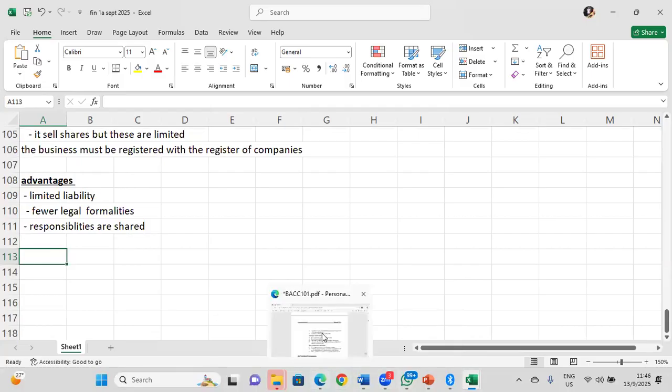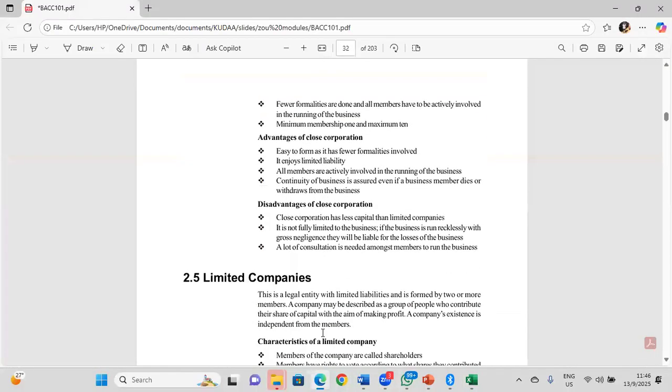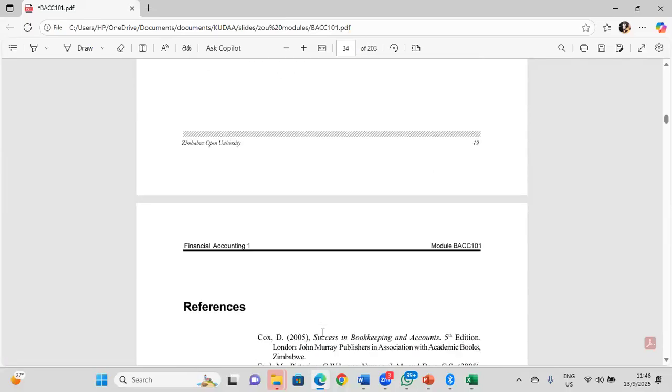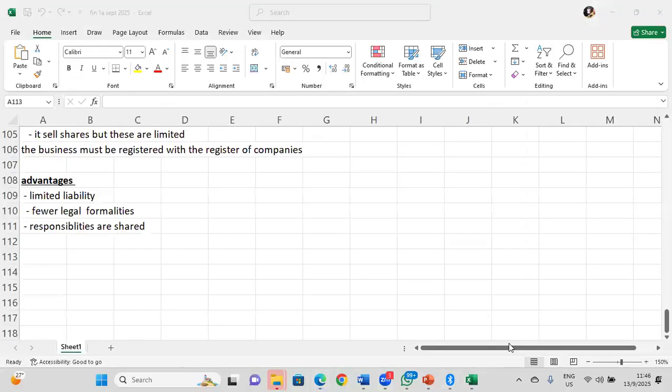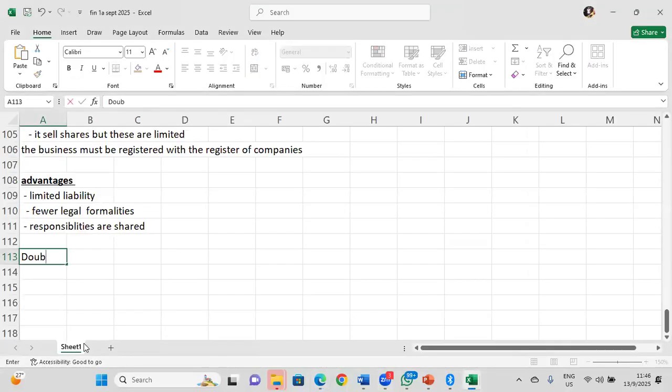Now, let's move on to the double entry system. Let's now introduce the double entry. In accounting, we have what we call the double entry rule. The double entry, or dual entry, says when transactions take place, they affect two books. For every transaction, there are two books which are affected.